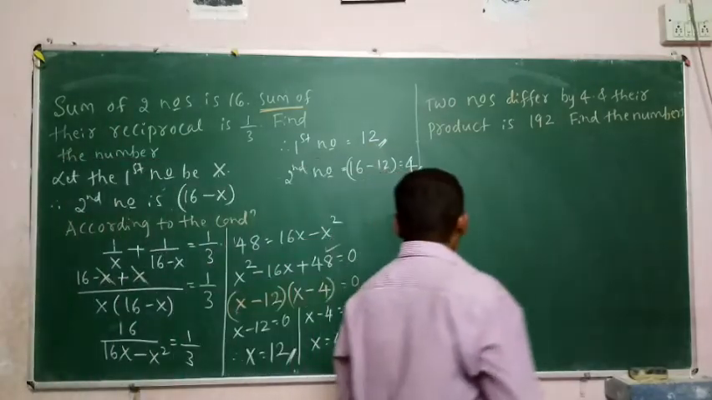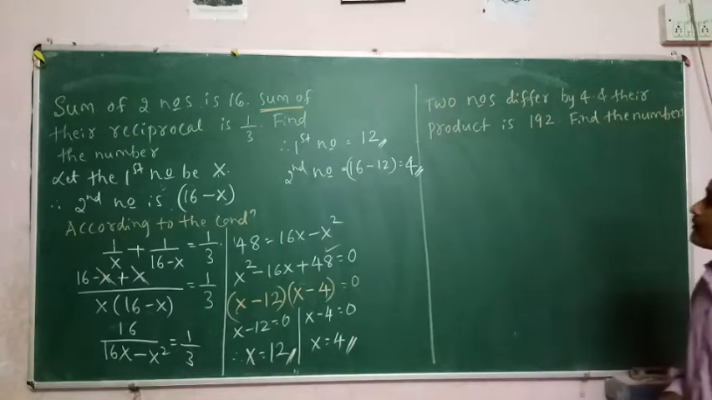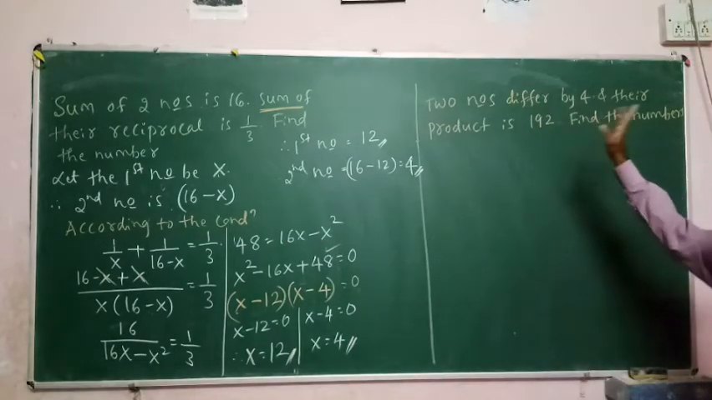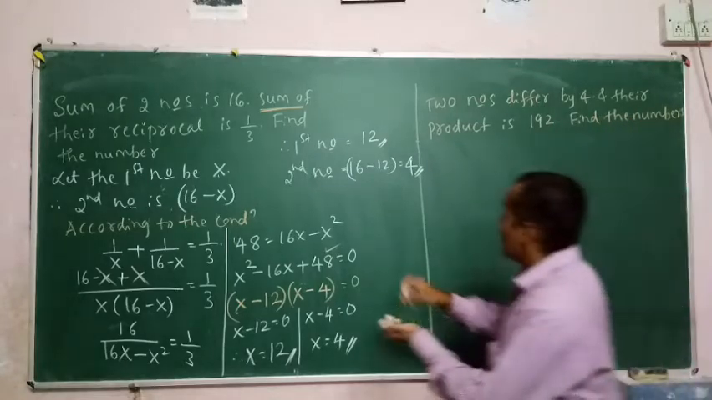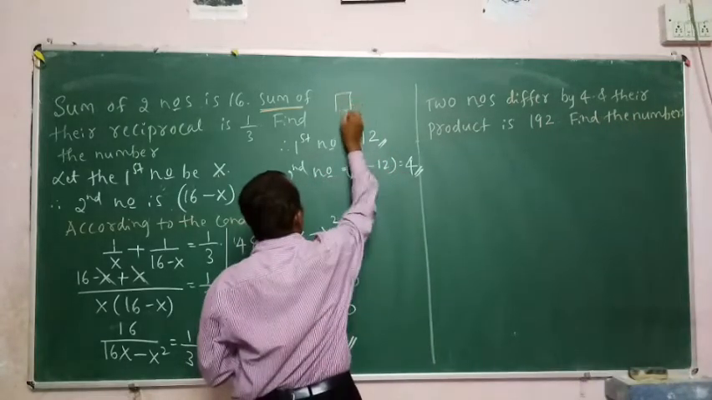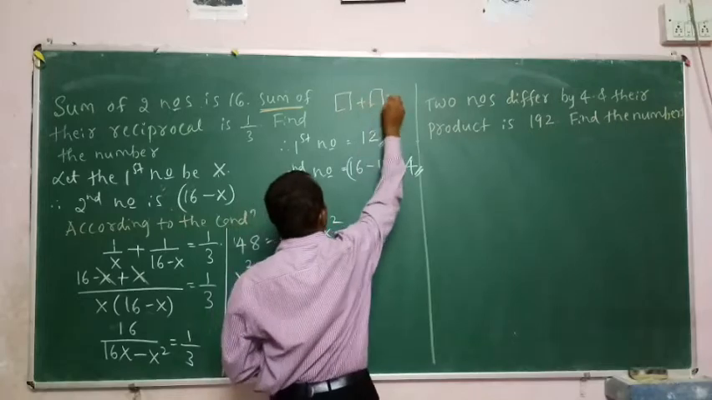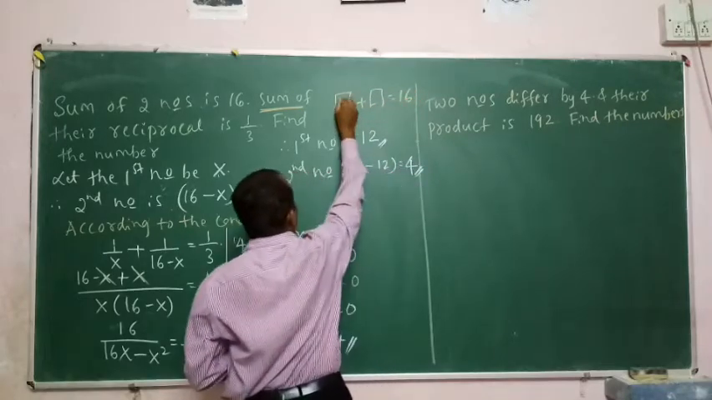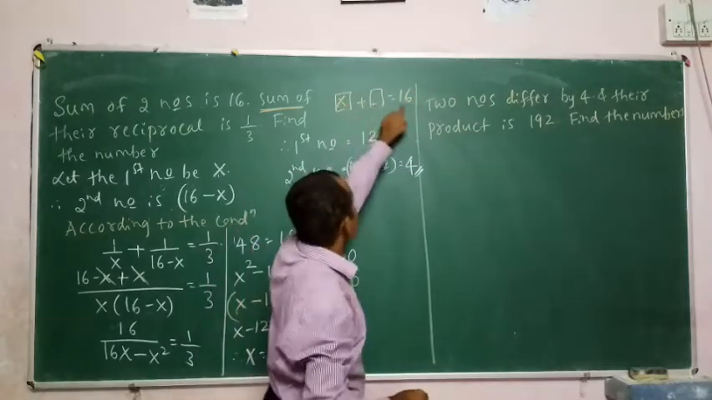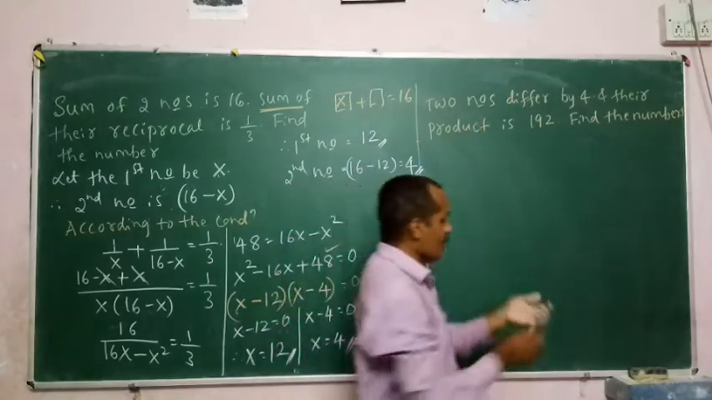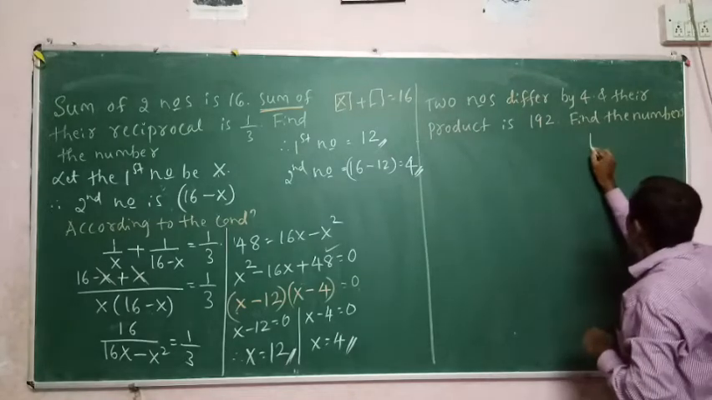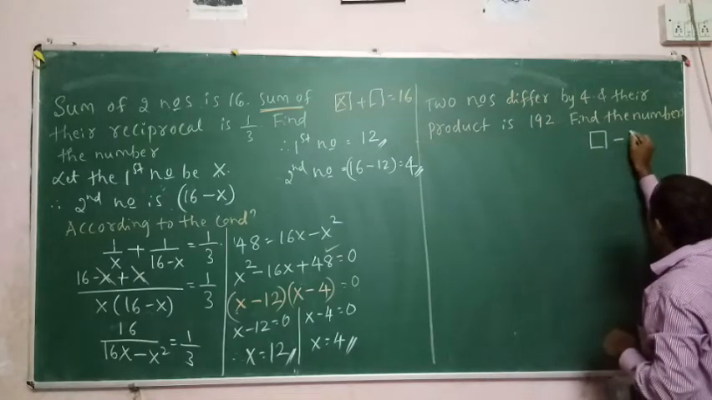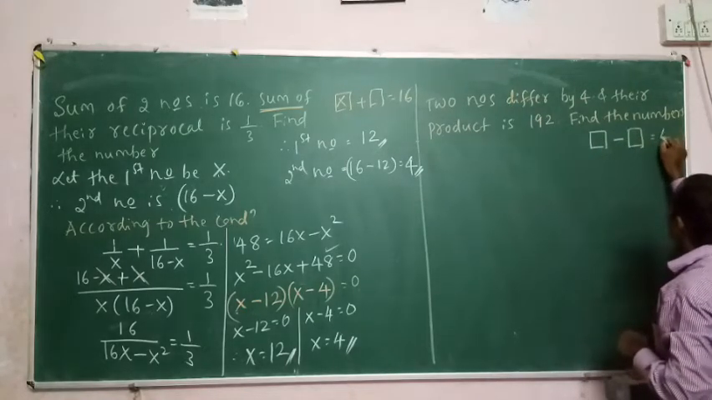Okay. Now let us go to the second problem. Two numbers differ by, see, I will just draw here. I have done that this plus this is equal to 16. One number is x, the second number is 16 minus x. Same way we do it here. Two numbers differ by 4. See, one number minus second number is equal to 4.